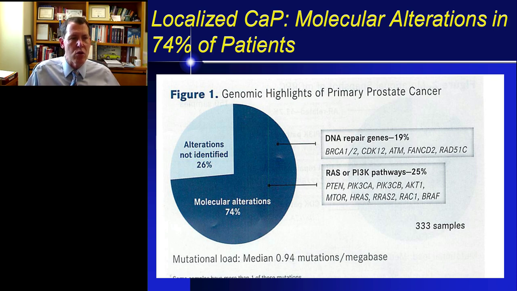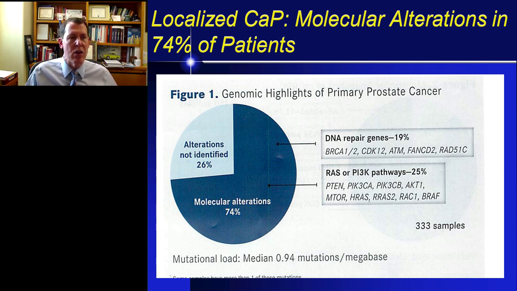Again, this is looking at the tumor tissue and looking for various molecular alterations. In this particular study of over 300 samples, 19% of the time it was DNA repair genes, 25% of the time it was in the RAS or PI3K pathway. But overall, about 3/4 of the patients had some molecular alteration. In metastatic castrate-resistant prostate cancer, it was even higher.